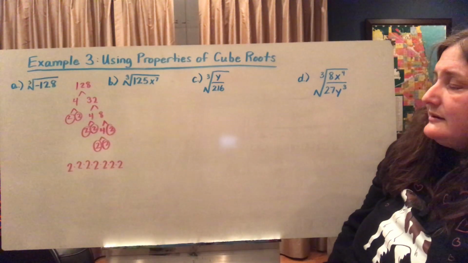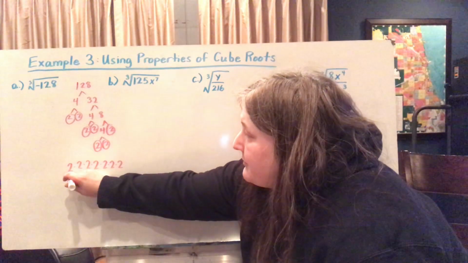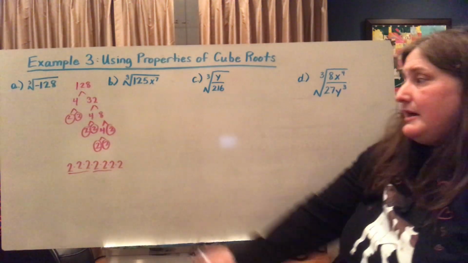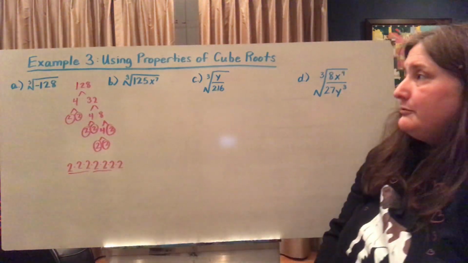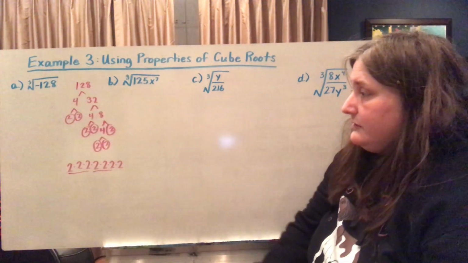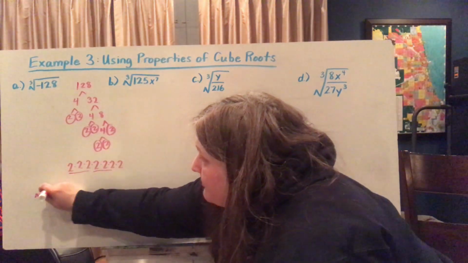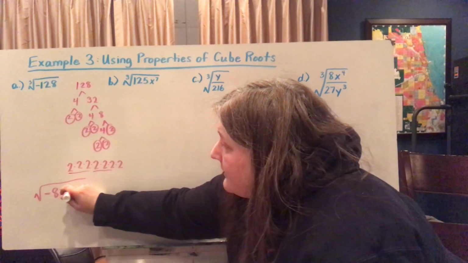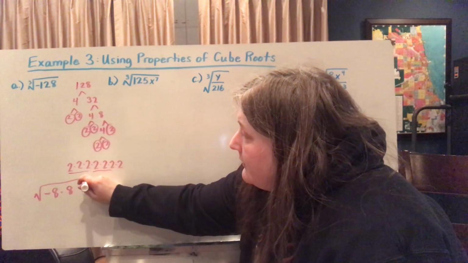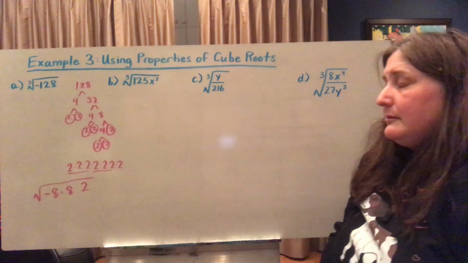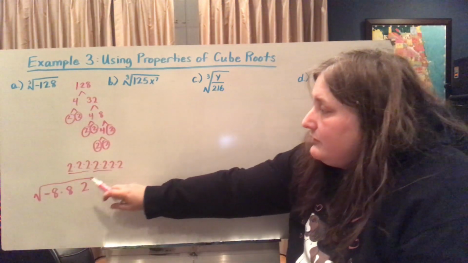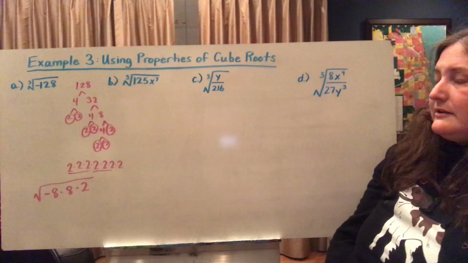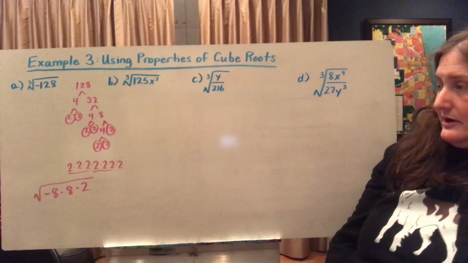So I'm trying to find cube roots. So I want 3 of something. So I have 2 sets of 3 2's, and I've got this one left over too. So basically, what I'm going to break this down into is the cube root, and I have to have 1 is going to be negative, negative 8 times 8 times 2. So I'm doing 2 times 2 times 2 to get my 8, 2 times 2 times 2 to get my other 8, and then I have this leftover 2. And since it had a negative answer, I made one of my possibilities here negative.